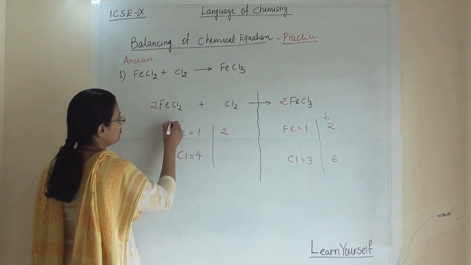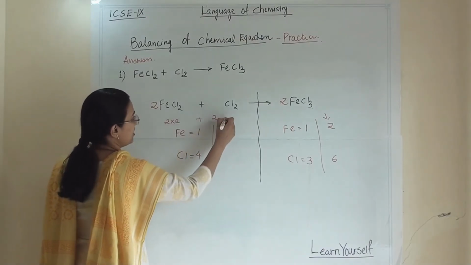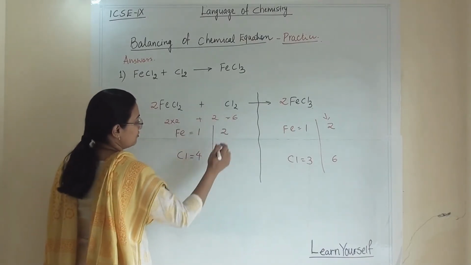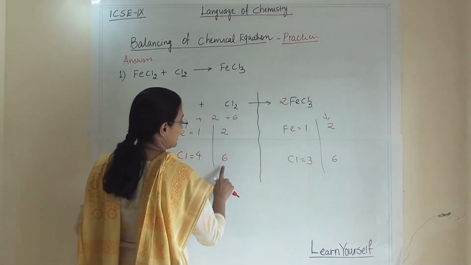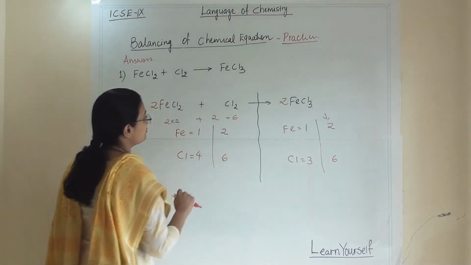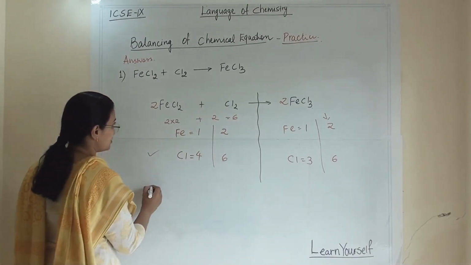Here it will become 2 into 2 and this plus 2. So how many Cl do I have? 4 plus 2, 6 Cl. So 2 Fe and 6 Cl. So my equation is balanced. So what is my balanced equation now?